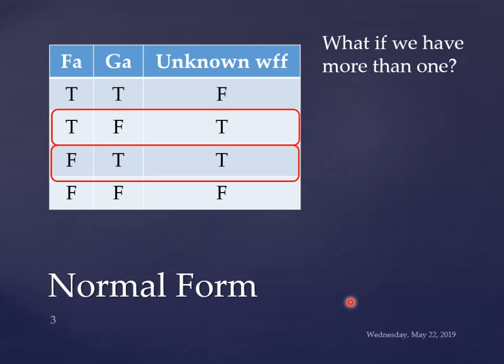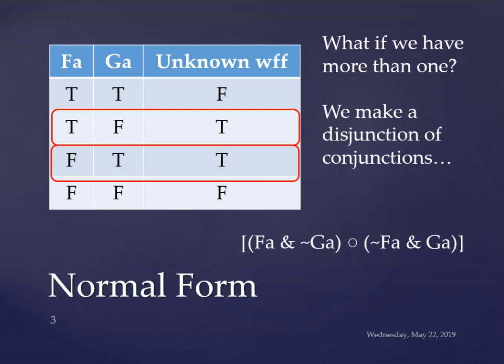Okay, so what if we have two truths? Here you have two rows that are true. This row is true. So what you do now is you make a disjunction of disjunctions. This unknown formula up here is coming out true under the circumstances in which Fa is true and Ga is false, which makes not Ga true. So that represents that piece. That's one way that this becomes true.